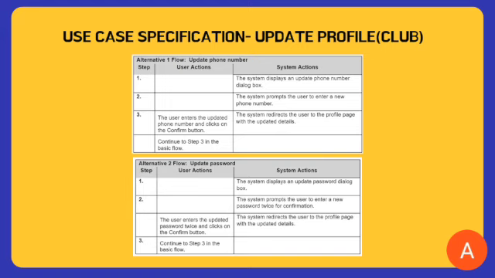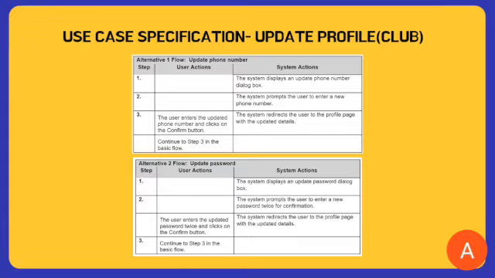Next is the alternative flow for update password. This alternative starts with the system displays an update password dialog box, and next the system prompts the user to enter a new password twice for confirmation. For step 3, the user enters the updated password twice and clicks on the confirm button, and the system would redirect the user to the profile page with the updated details. Then this flow also continues to step 3 in the basic flow.